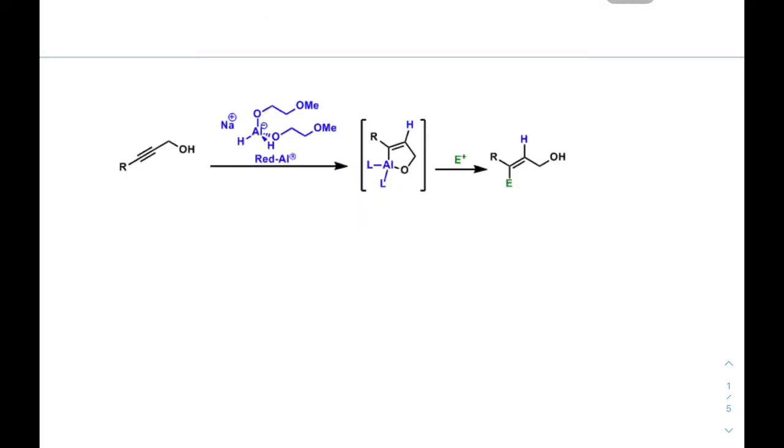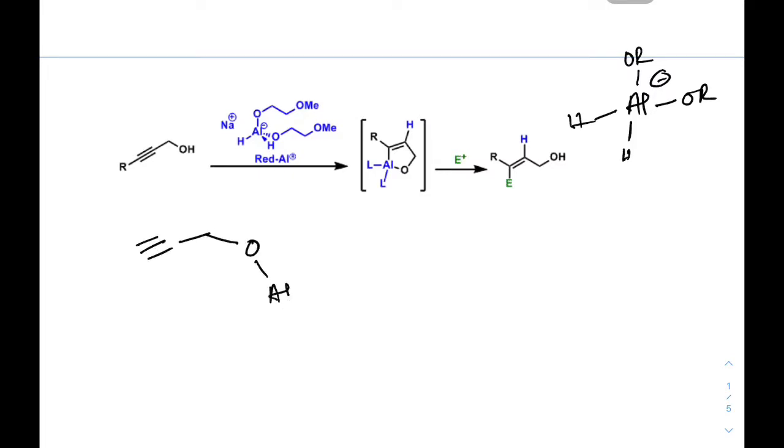But in case of Red-Al, if we see the structure of Red-Al carefully, there is one aluminium at the center, two ethoxy methoxy groups, which we can denote as OR, and two hydrides. This is a little different from lithium aluminium hydride. Now, as previously, it also chelates with propargyl alcohol in the previous manner. First of all, it undergoes acid base reaction, therefore only one hydride is left and it forms this type of product.